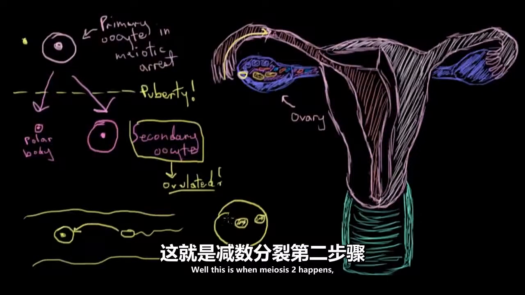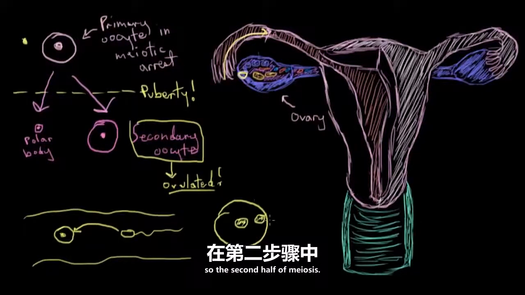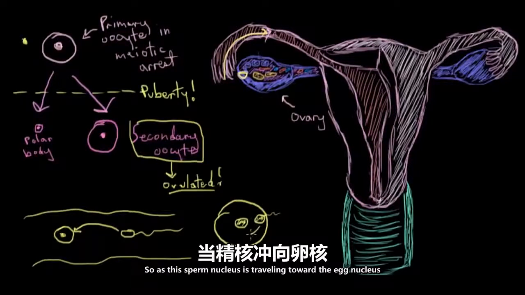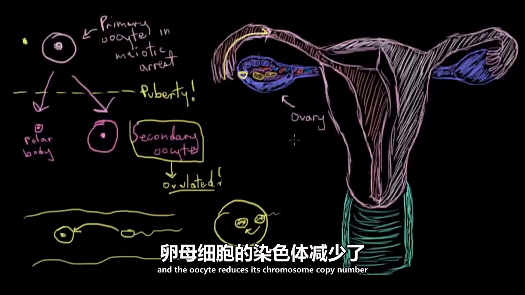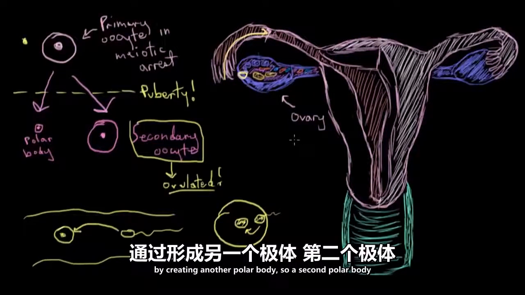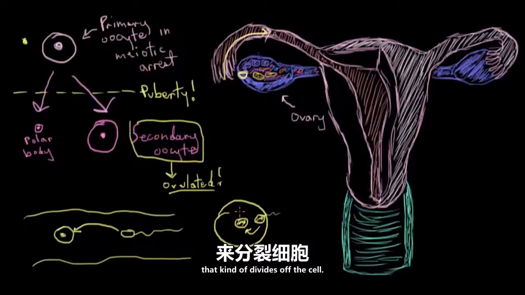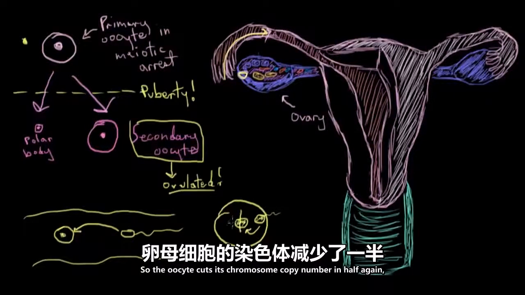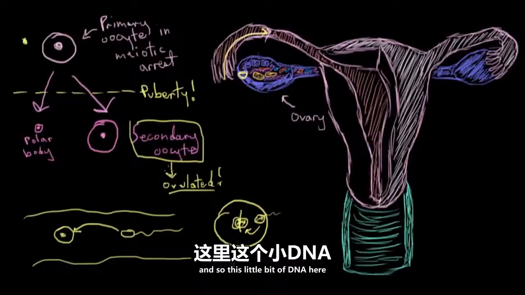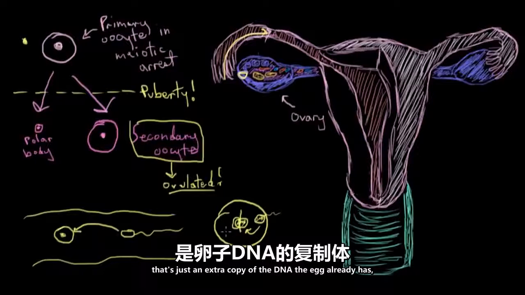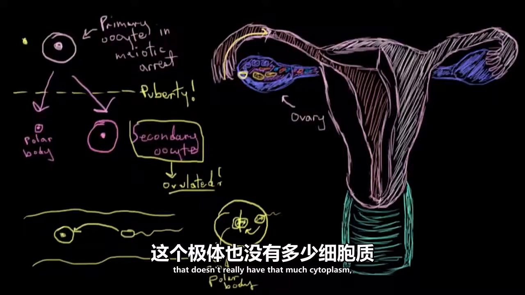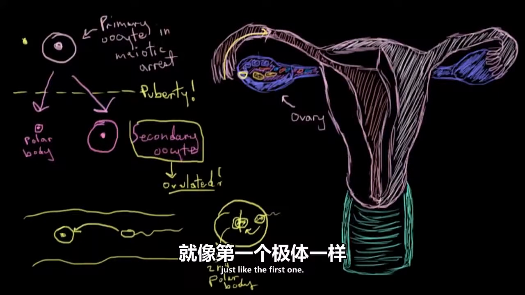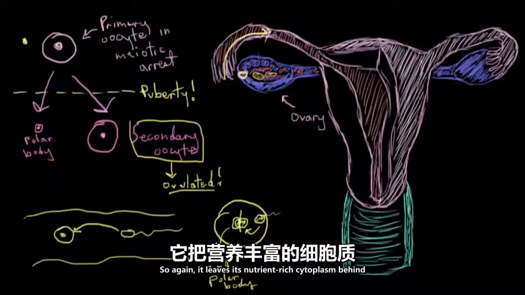Well, this is when meiosis 2 happens, so the second half of meiosis. So as the sperm nucleus is traveling toward the egg nucleus to create a joint nucleus, meiosis 2 occurs, and the oocyte reduces its chromosome copy number by creating another polar body, so a second polar body that kind of divides off the cell. So the oocyte cuts its chromosome copy number in half again, and this little bit of DNA here that's just an extra copy of the DNA the egg already has divides off the cell in the form of another polar body that doesn't really have that much cytoplasm, just like the first one. So again, it leaves its nutrient-rich cytoplasm behind for the sperm and the egg.